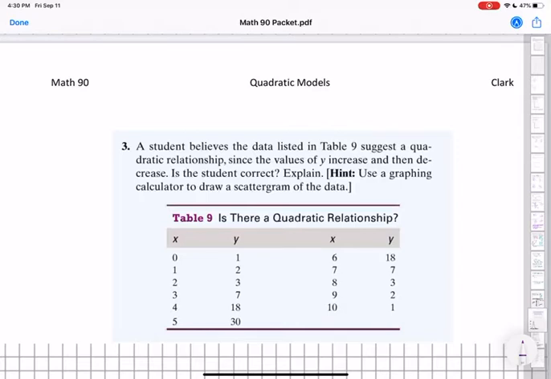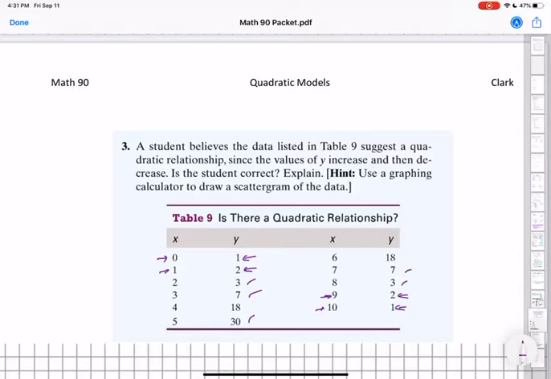And the first problem that we have here: a student believes that the data listed in that table suggests a quadratic relationship since the values of y increase and then decrease. Is this student correct? So do you see what they mean? The 0 has a 1, where the 10 has a 1. The 1 has a 2, and then symmetrically the 9 has a 2. And it keeps going through 3, 3, 7, 7, all the way to what looks like it could possibly be a vertex. Honestly, looking at it, it looks like it could be, right? But we can't quite tell just by looking at those numbers.